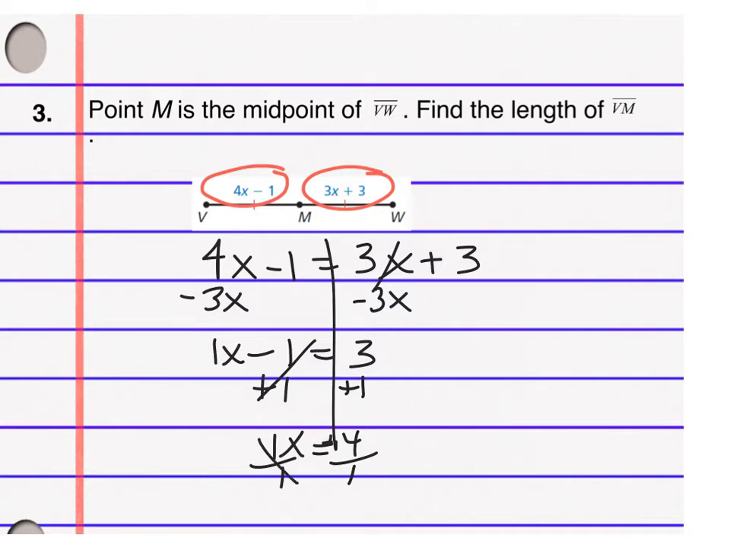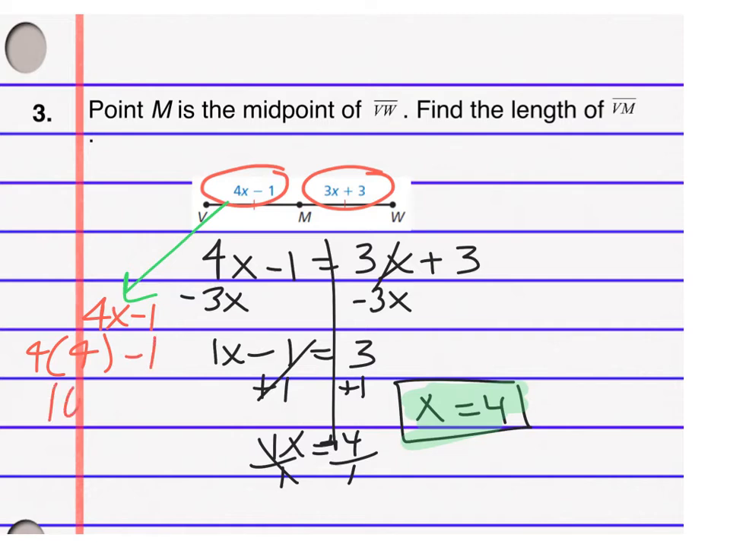This is a 4, not a 14. Okay, then you want to make sure you go back. Now that I have my x, go back, plug in x to your two expressions. So starting with 4x minus 1, I'm going to replace the x with 4. So 4 times 4 is 16, minus 1 is 15.